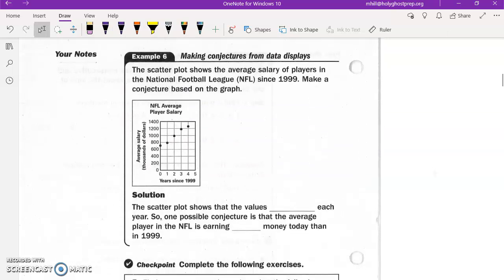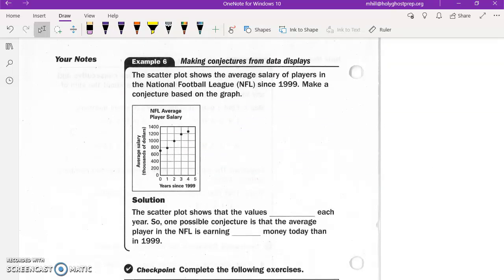All right, last example. Make a conjecture from the data display. The scatter plot shows the average salary of players in the NFL since 1999. Make a conjecture based on the graph. So, in 1999, the salary was somewhere between 600,000 and 800,000 because the dollars here are in thousands. And the year after, so 2000, it went up to 800,000.